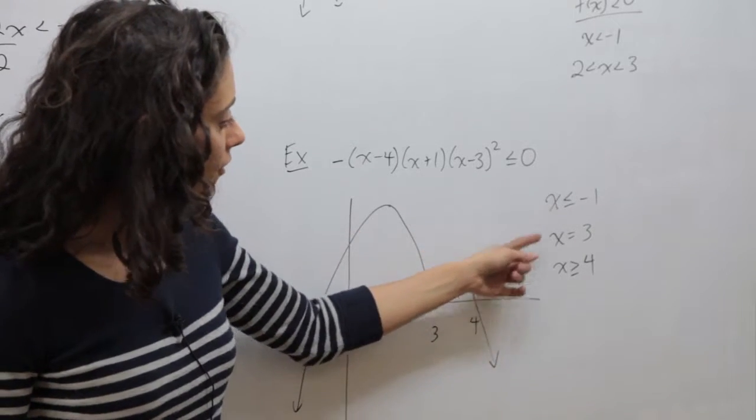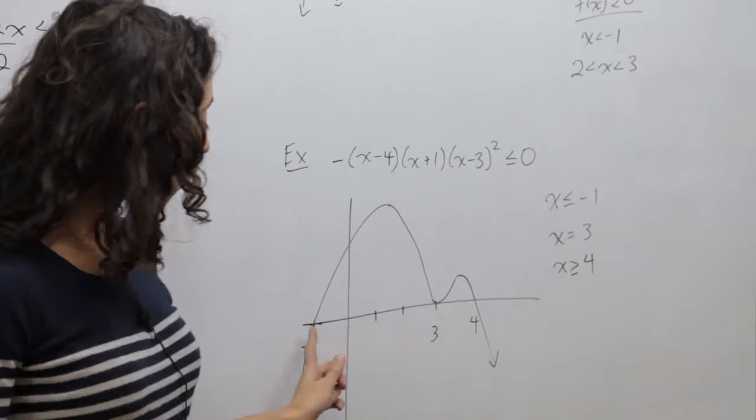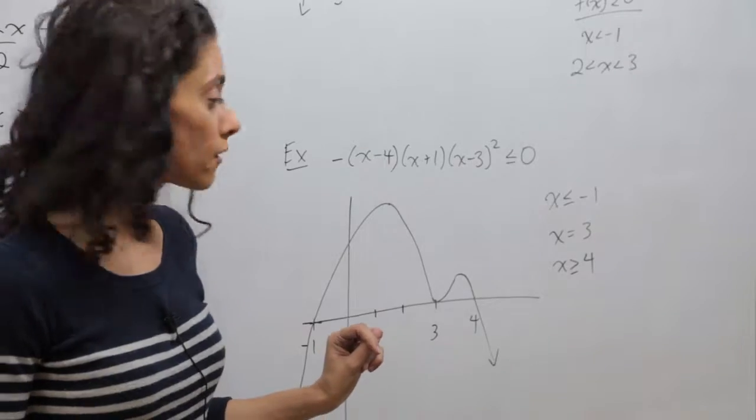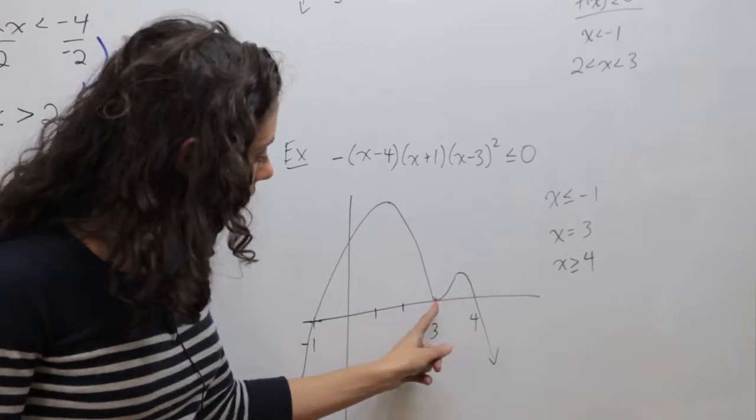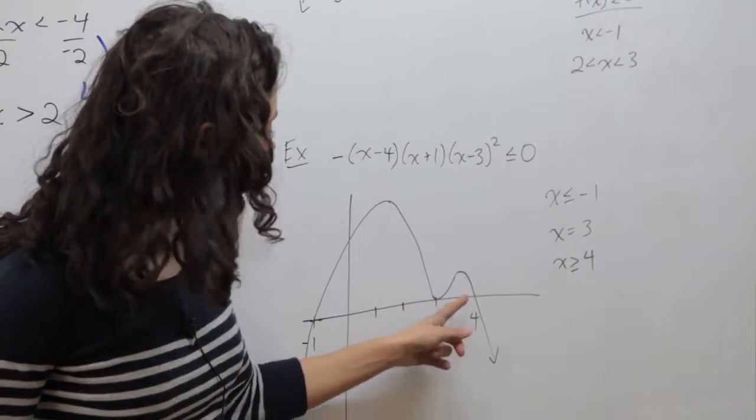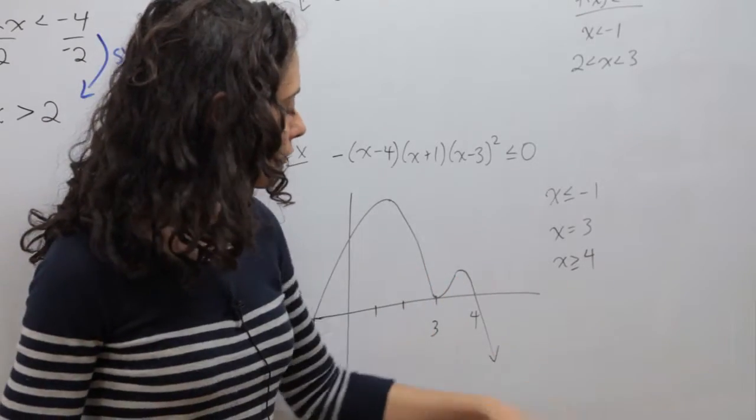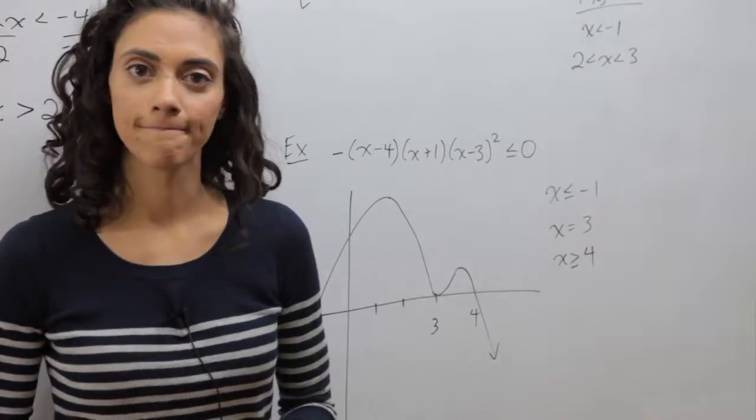So my final answer: when x is less than or equal to -1 in order to include the zero, when x is equal to 3 to include the zero, and finally when x is greater than or equal to 4, and again include the zero.